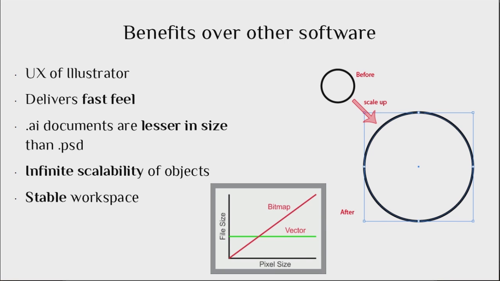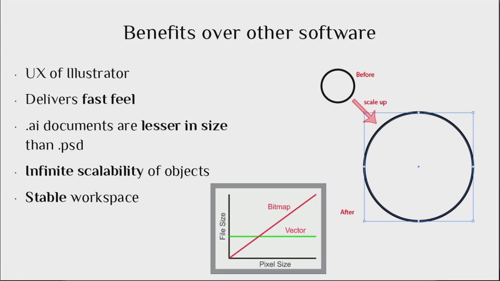Also, the AI documents are smaller in size than PSD, because AI is all about mathematics. It's all about equations, and how and where the shapes are drawn is all transformed into mathematics. A PSD file works in a different way. It has to fill each and every pixel, so it has to store a lot of information.